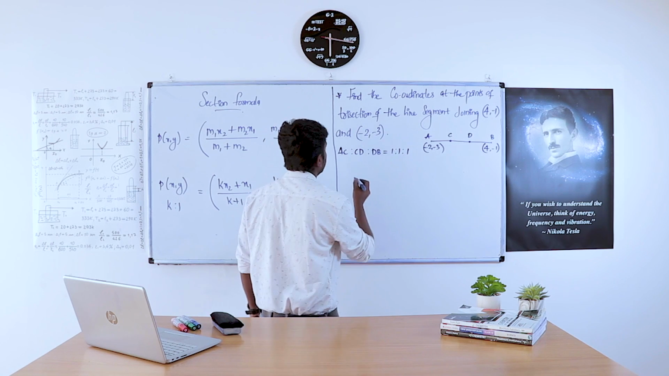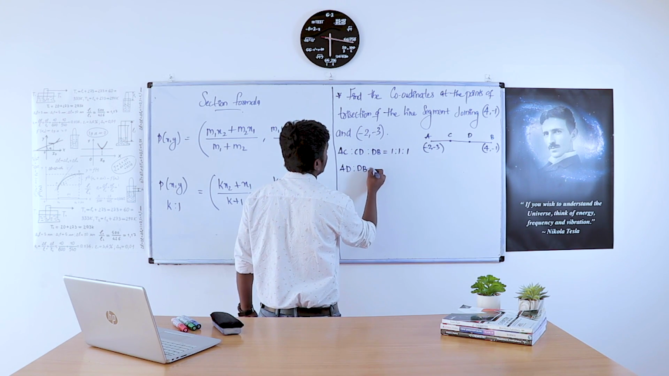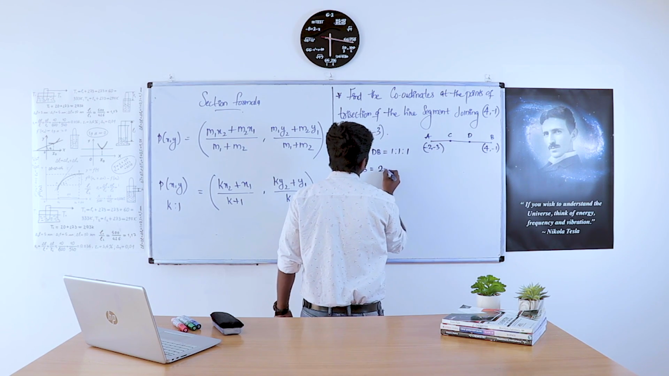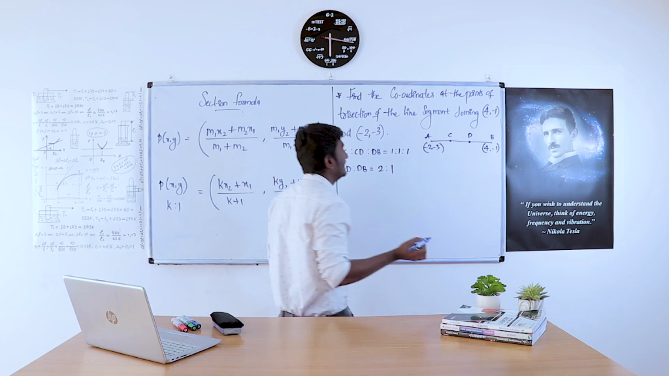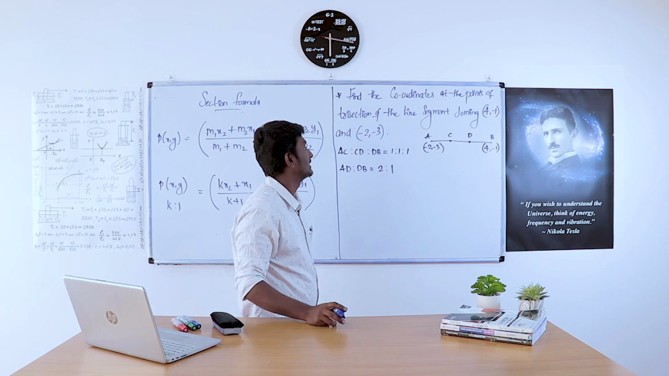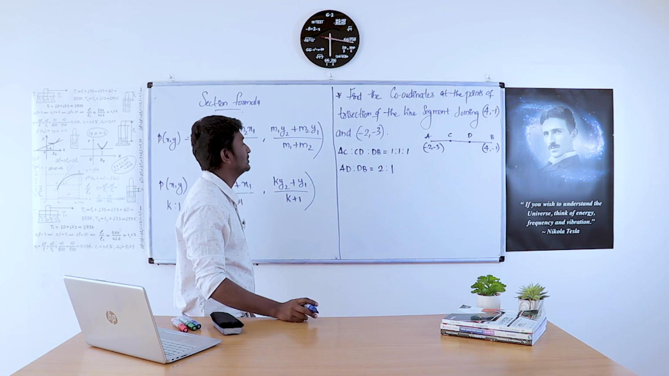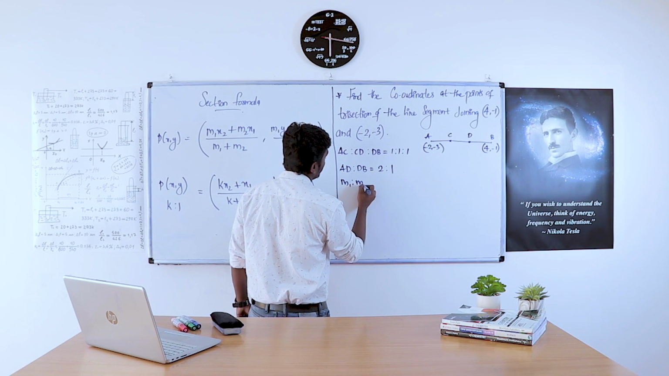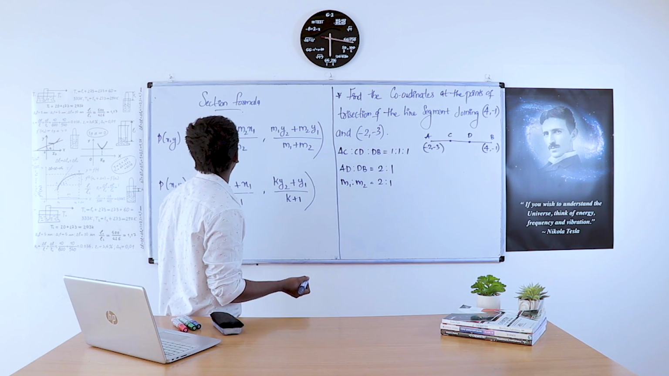Now you can easily say, what is the ratio of AD is to DB? This is 1, this is 1, this is 1. So AD together is 2. So this point D divides AB in the ratio 2:1. So we can say that here M1 is to M2 is equal to 2:1.